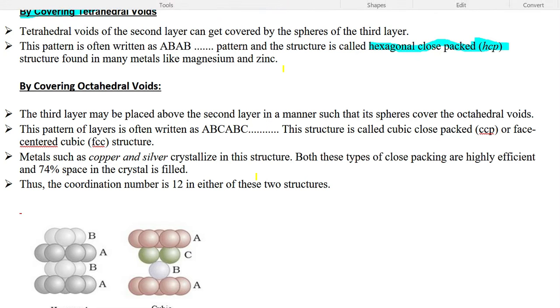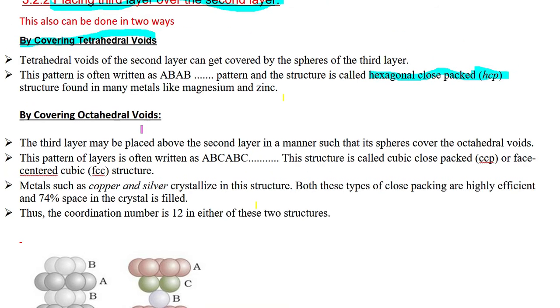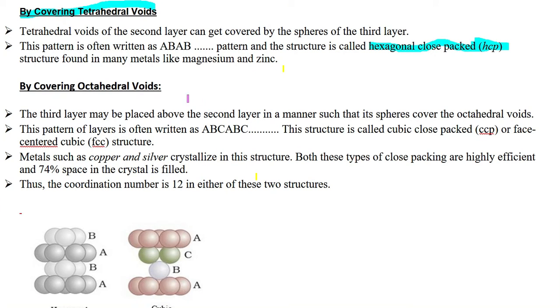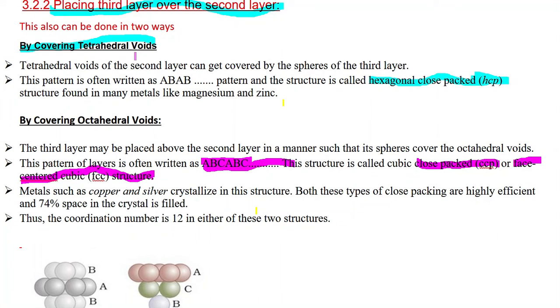We can also place the third layer by covering octahedral voids. If we do so, then the arrangement will be ABC type, and this type of structure is called cubic close packed structure or face-centered cubic packed structure. Remember this one: if we place the third layer by covering tetrahedral voids, we will get HCP structure.